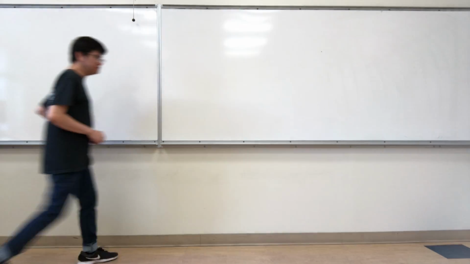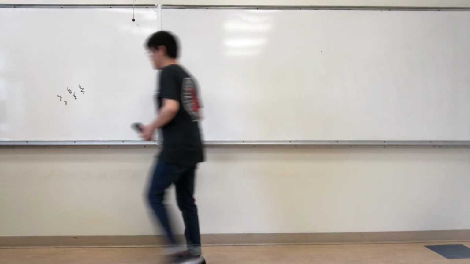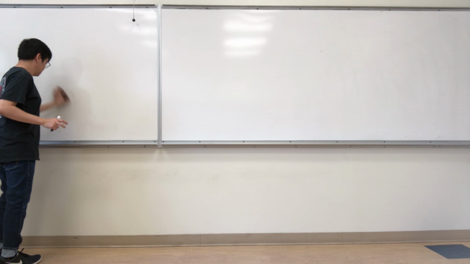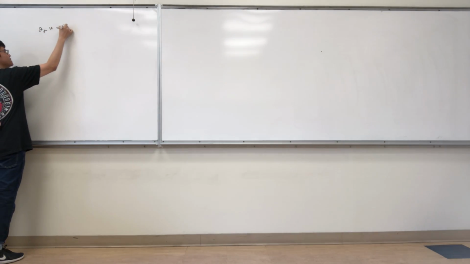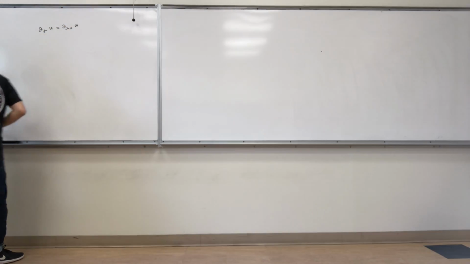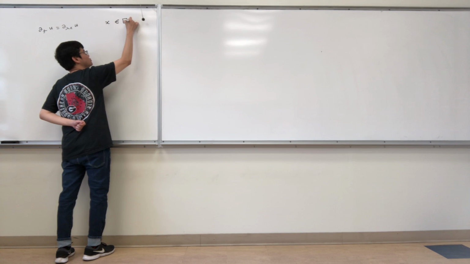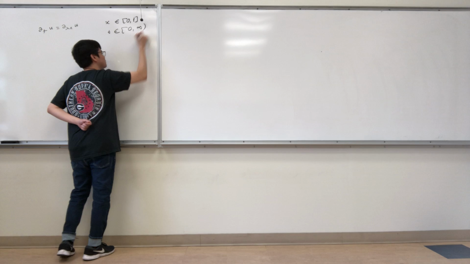So in the last class, we were solving this equation: dt of u is dxx of u. The equation is solved on x from 0 to 1, and t is from 0 to infinity.